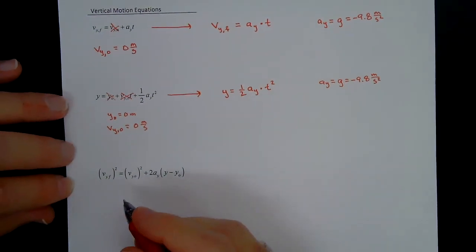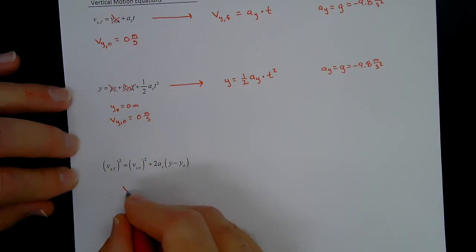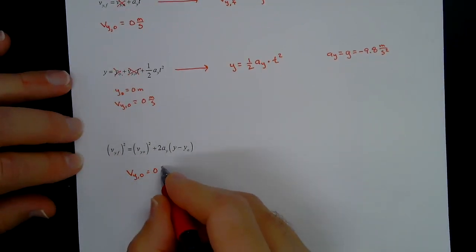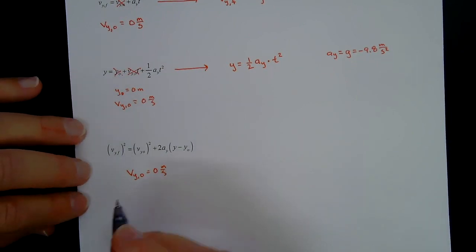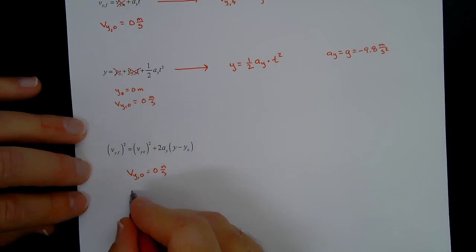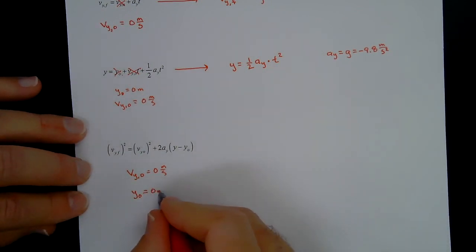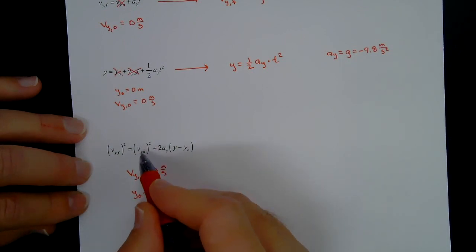And then the final equation is using these again. We know that the initial velocity in the y direction is equal to 0 meters per second. And I also know the initial position, that's where we're starting the measuring tape, that would be y sub o is equal to 0 meters. Because both of these are 0, this is going to be 0. So when I square it, it's still going to be 0.